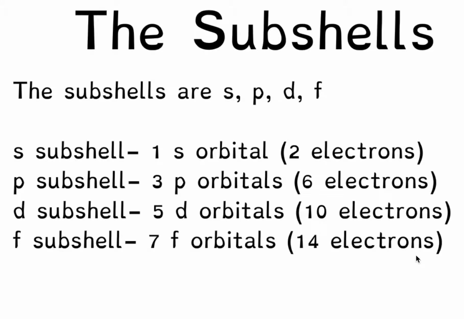Each subshell contains a different number of orbitals. The S subshell contains one S orbital, so is able to hold 2 electrons. The P subshell contains 3 P orbitals, so it can hold 3 times 2, or 6 electrons. The D subshell contains 5 D orbitals, so holds 10 electrons, and the F subshell contains 7 F orbitals, so holds 14 electrons. Let's see how this affects the number of electrons each shell can hold.